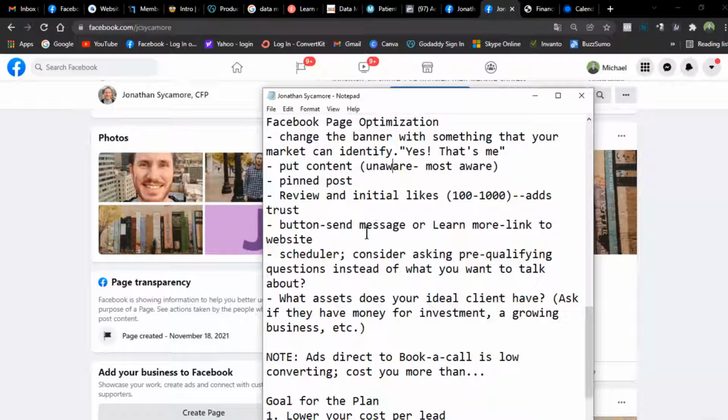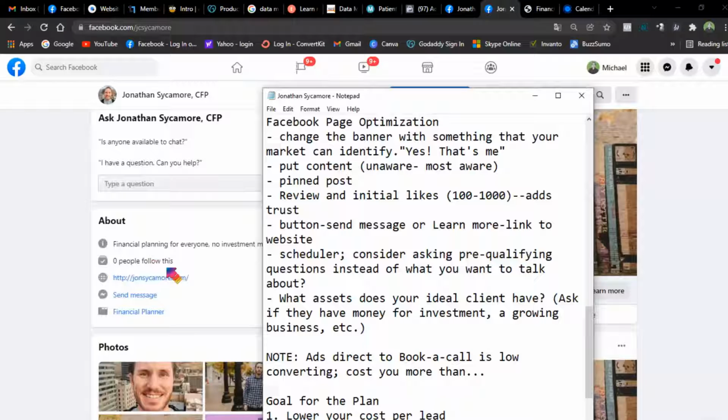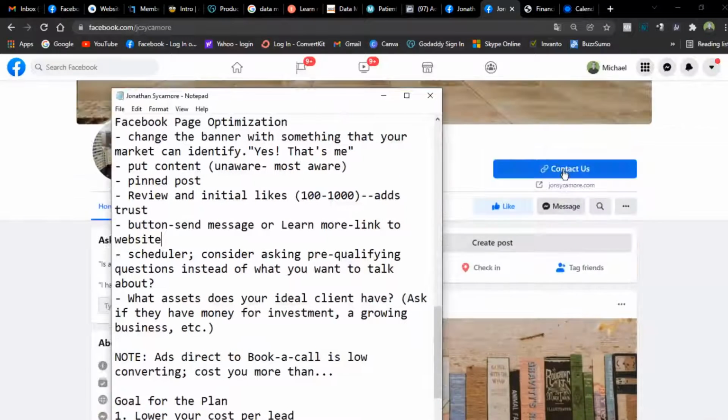And also give them a link to your landing page. Right now your homepage is your landing page. So I'd also change the button, instead of "contact us," to maybe "send us a message" or "learn more," linking it to the website.